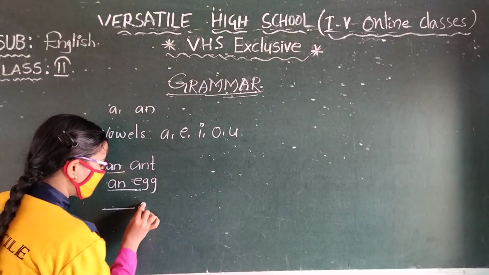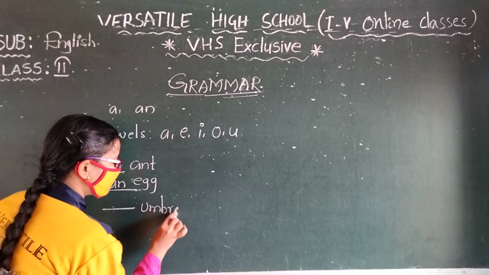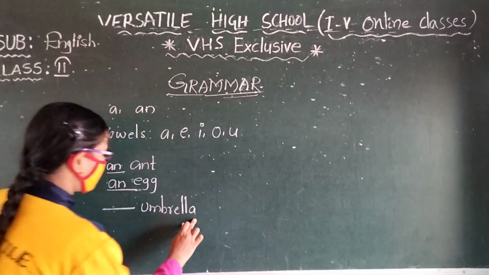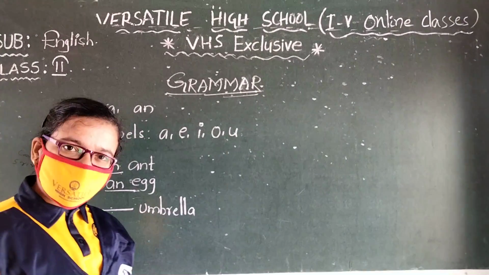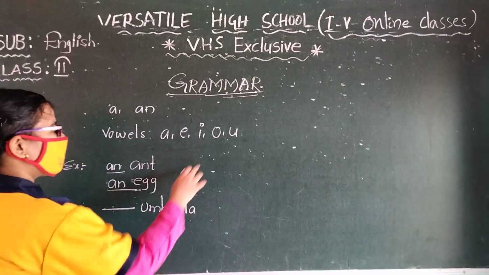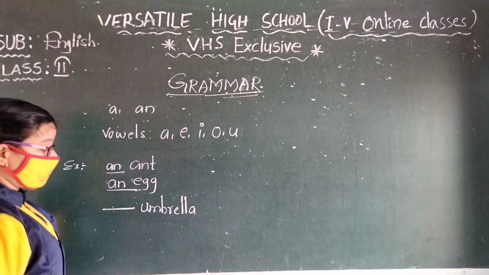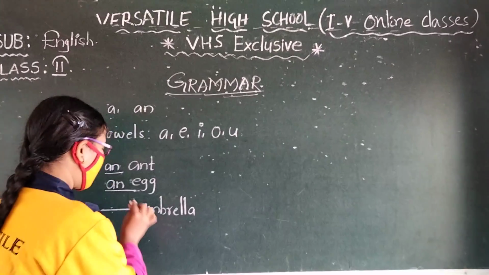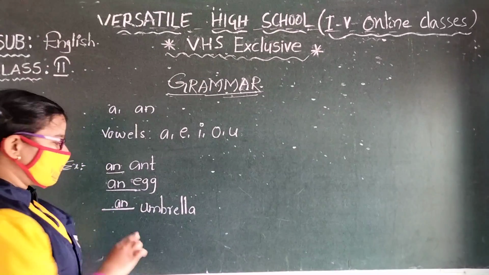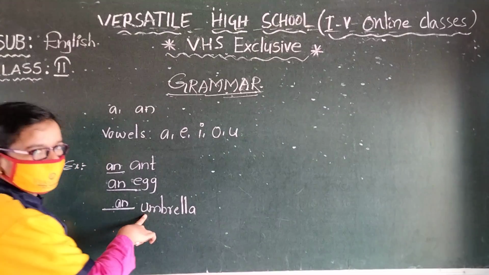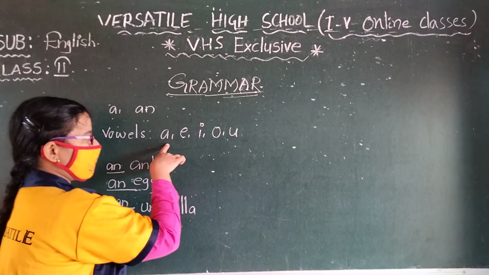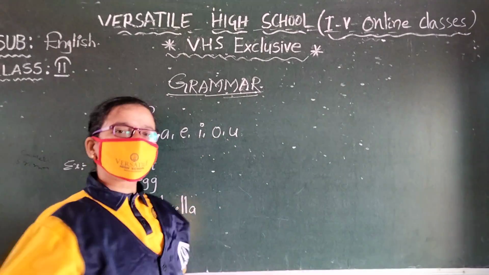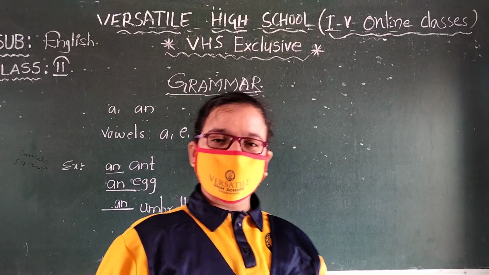And next, umbrella. U-M-B-R-E-L-L-A, umbrella. U is a vowel. Before this vowel sound we use an. Umbrella, vowel sound. A, E, I, O, U are the 5 vowels.